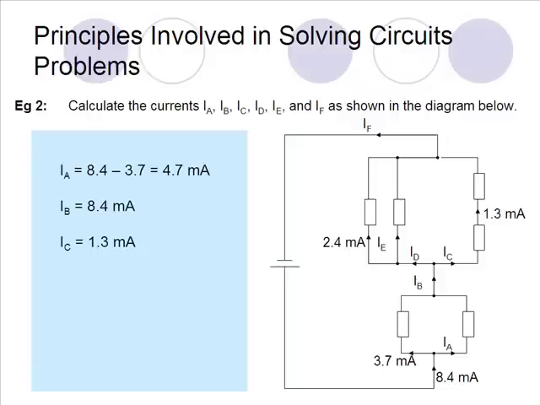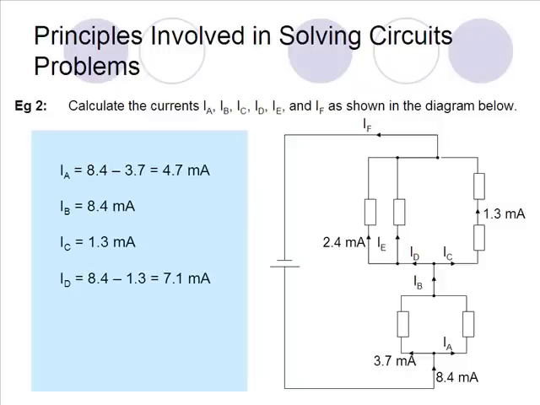So how to find ID? ID will be IB minus IC. Yes, great. 7.1 milliampere. Very good. Finally, the last one to get the full marks for this question. Actually, there's still IE and IF.